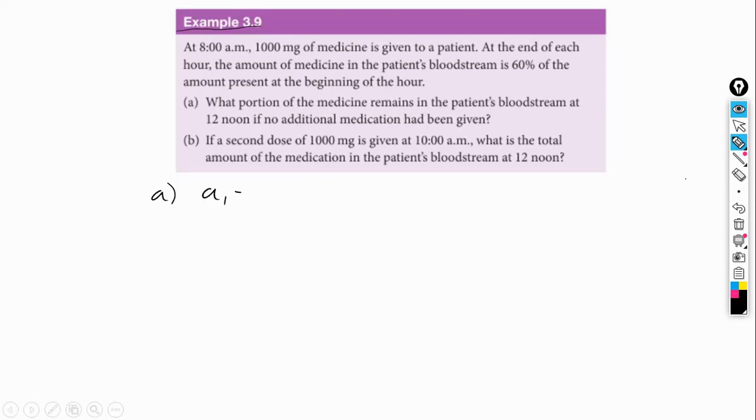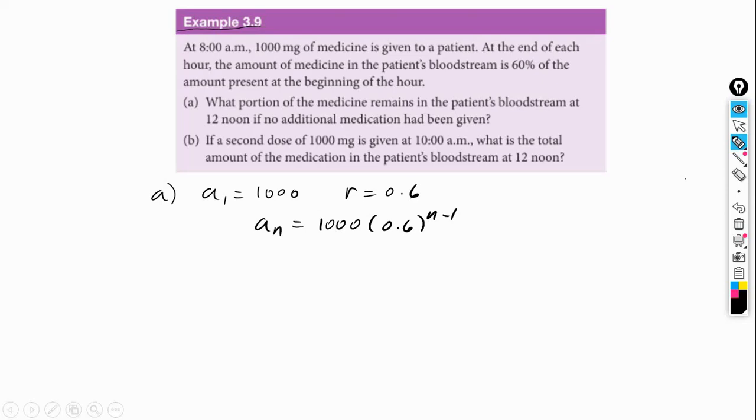And the first term is going to be 1,000, the initial amount of medicine, and the common ratio is 60%. So this is going to be 0.6. Therefore, the amount of medicine present in his bloodstream would be equal to 1,000 times 0.6 to the power of n minus 1, where n is the time in hours.